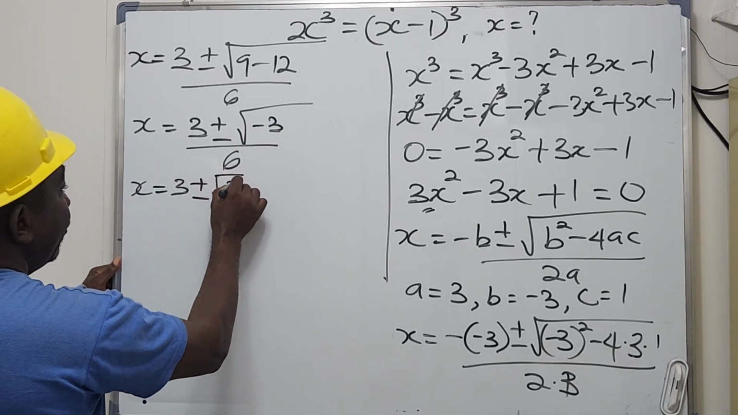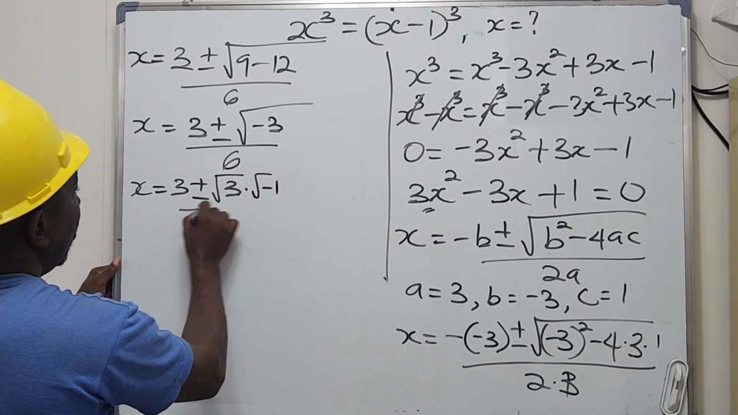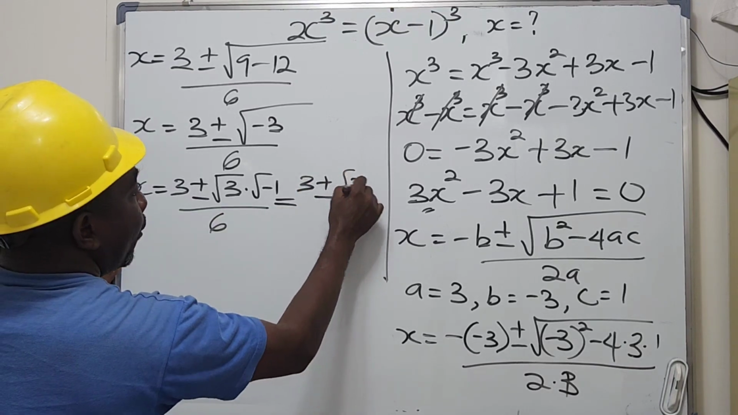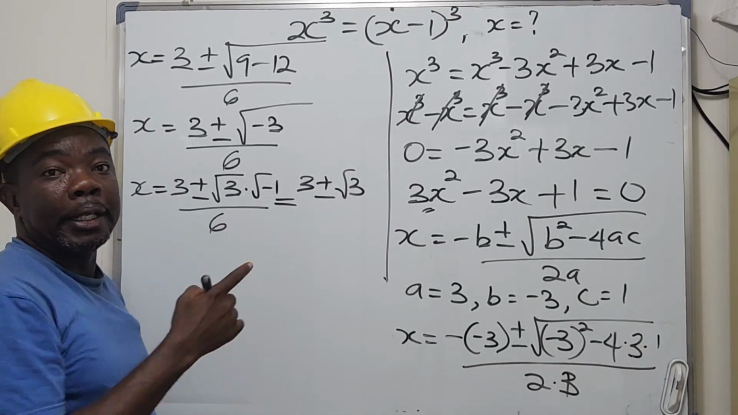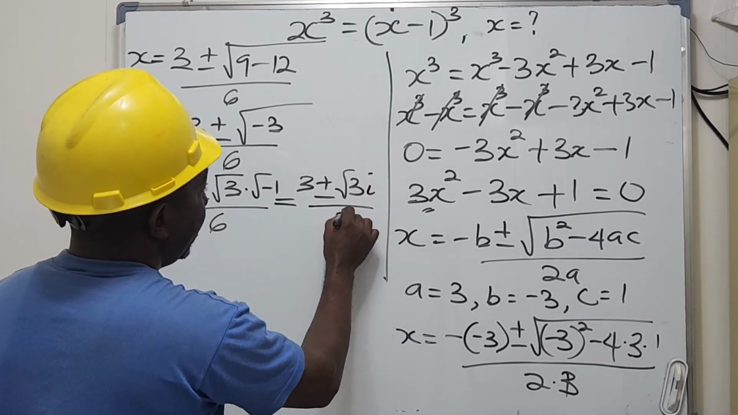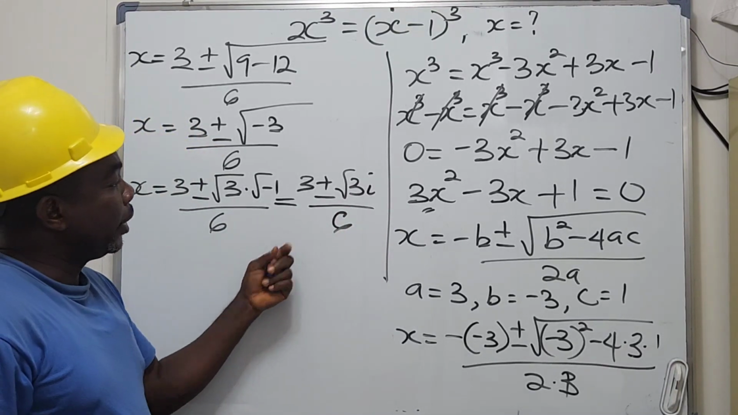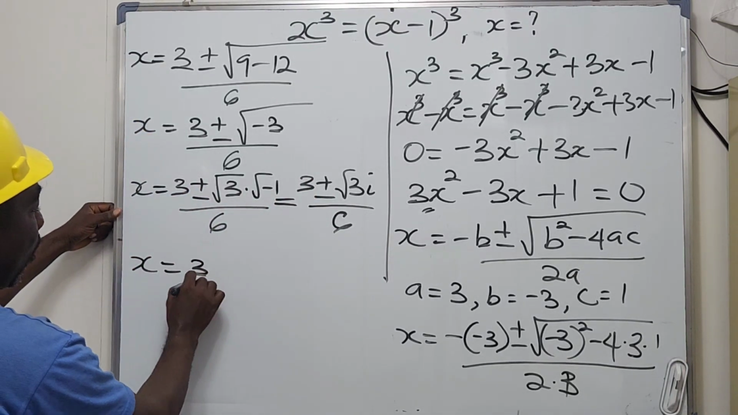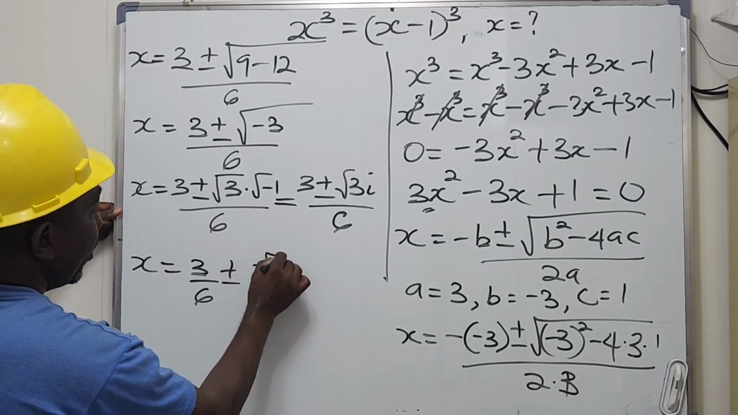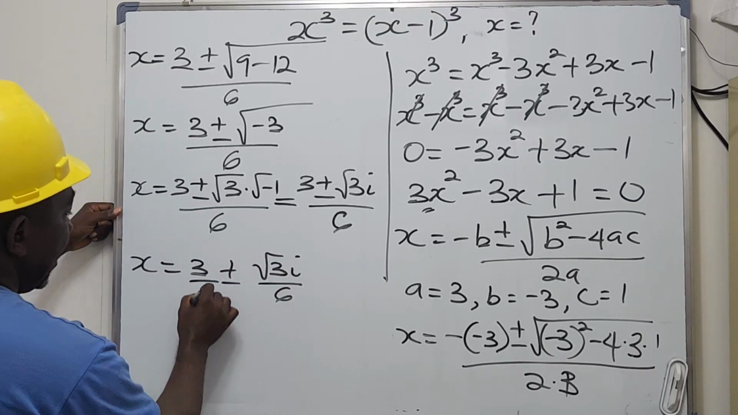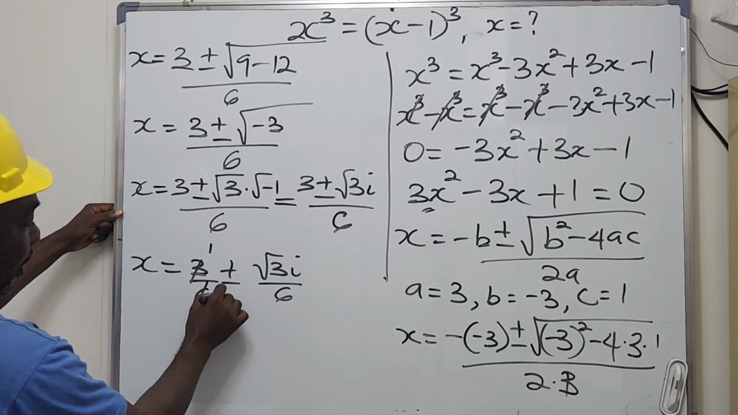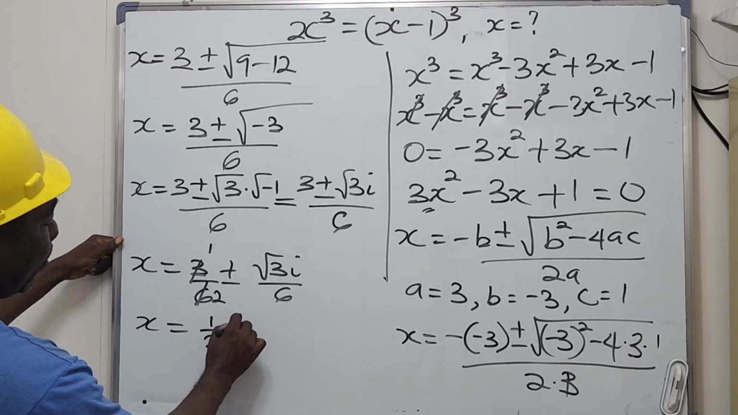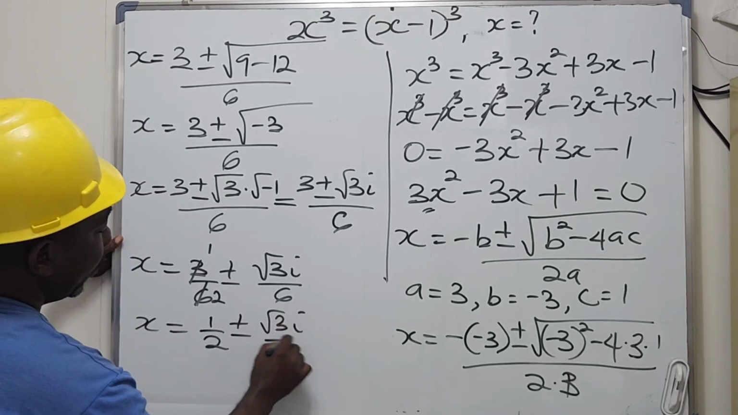We can write it as square root of 3 times square root of minus 1, all over 6. This will give us 3 plus or minus square root of 3. Square root of minus 1 is iota, which is i. So all this will be divided by 6. In this case, we can separate each of these. This will give us x equals to 3 all over 6 plus or minus square root of 3i all over 6. Here, 3 will cancel here 1, and 3 will cancel here 2. So we are now left with x equals to 1 over 2 plus or minus root 3i all over 6.